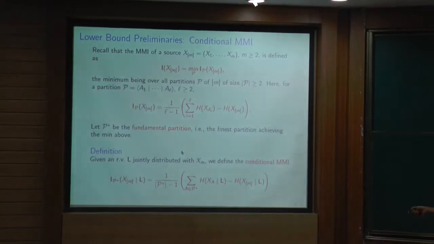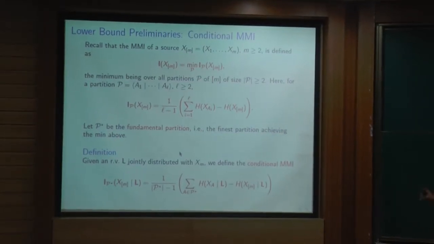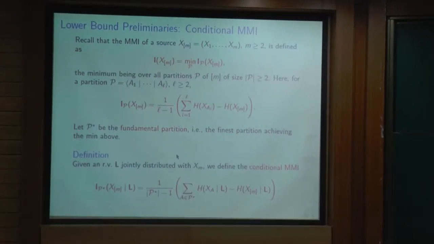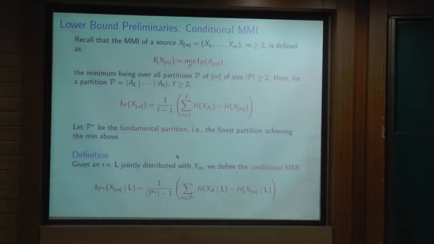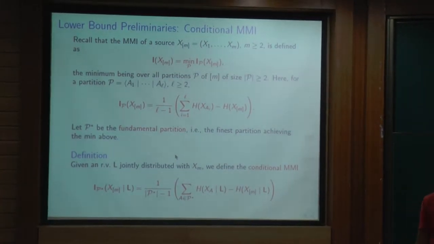But you could in principle define it in exactly the same way, that is, you can do it for P and then take the minimum over P. The minimizing partition will then also depend on the random variable being conditioned. That I'm not doing.